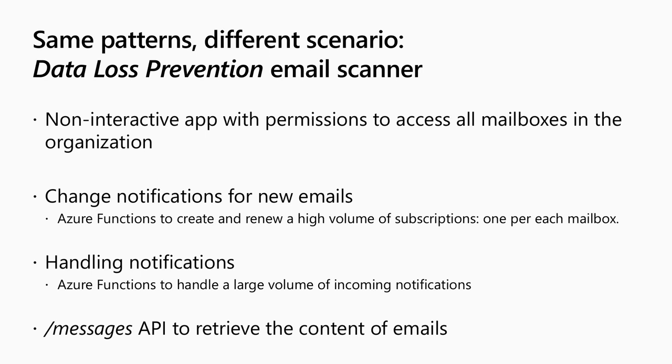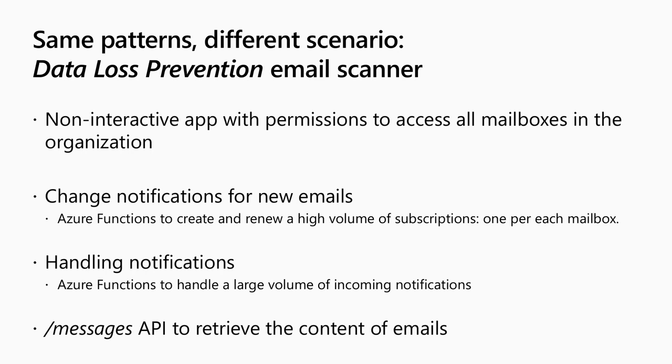So when they look at change notifications, they realize, okay, for Outlook, I'll need to create one per mailbox. That could be millions. So Azure Functions becomes a very good solution to host that creation and renewal process at large scale. Similarly, they realize that handling the notifications for every email is going to be significant. So again, they pick Azure Functions to receive notifications, and they know that as their app becomes more used, they will be able to very easily scale to that increasing volume.